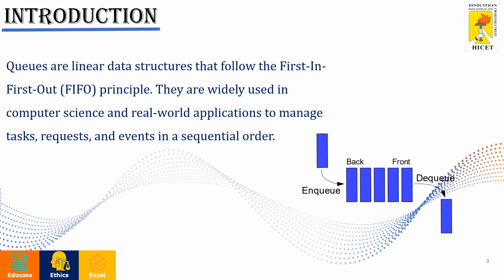So queue is a linear data structure like a stack, and this queue follows a special principle of first in first out. They are widely used in computer science and real world applications to manage different tasks in a sequential order. A simple example for this can be any queue, for example, booking a ticket. For booking any ticket like a railway ticket or air ticket, we stand in a queue. So that is a simple example.